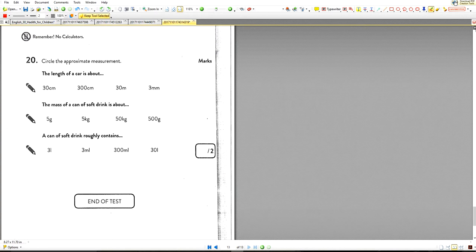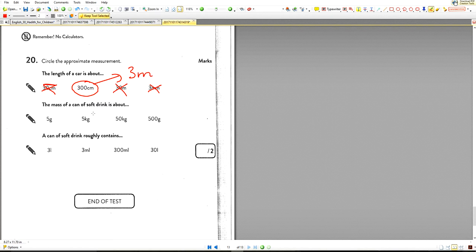Okay, question after number 19. Circle the approximate measurement. The length of a car is about... now 30 centimeters is the length of your ruler. 30 meters is the length of your gym at a school. 3 millimeters is like the length of one of your small... Okay, so 300 centimeters here, that represents a length of approximately 3 meters.